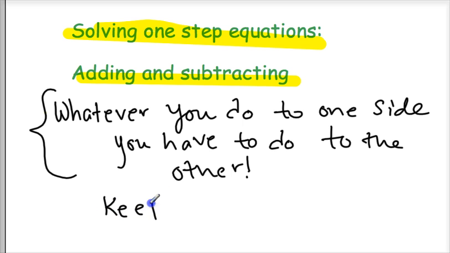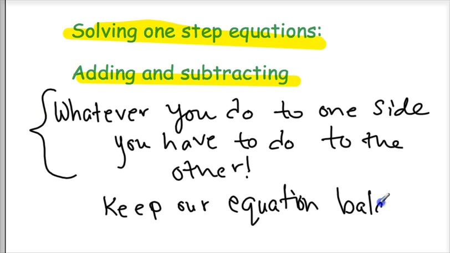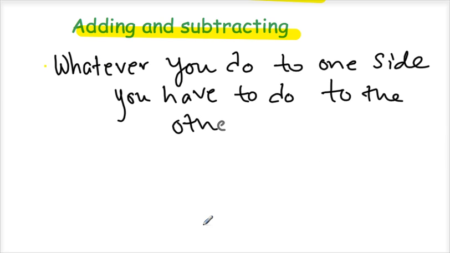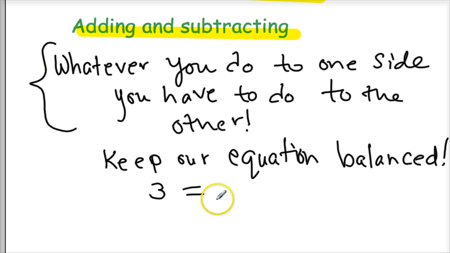So another note, we want to keep our equation balanced. Now, what does balanced mean? It means the same on both sides. If we have 3 over here on one side of our equation, we want 3 over on this side of our equation, but there's a number of ways we can get to 3. Over here on this side, we can have 2 plus 1.